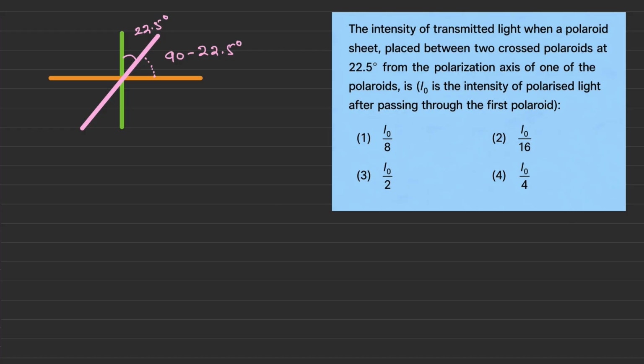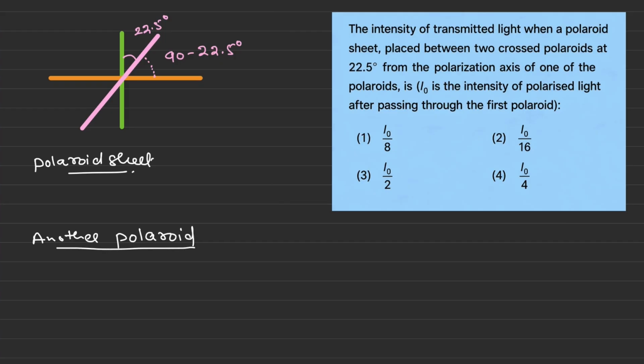So how will you start? You will say, sir, I naught is the intensity of polarized light after passing through the first polaroid. Now it is going to pass through the polarized sheet. After passing through this polarized sheet, again it is going to pass through another polaroid. So we have to apply it two times. When you apply it the first time over here, I value will become equal to I naught into cos square 22.5.